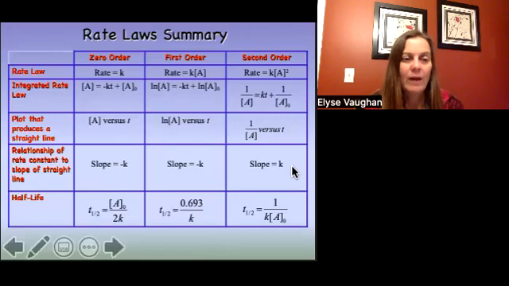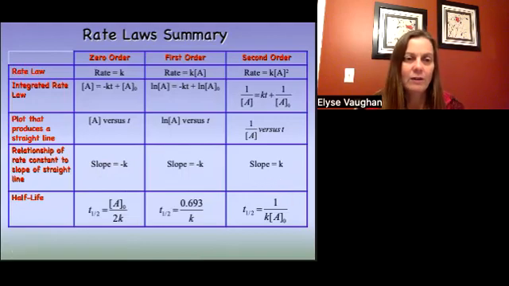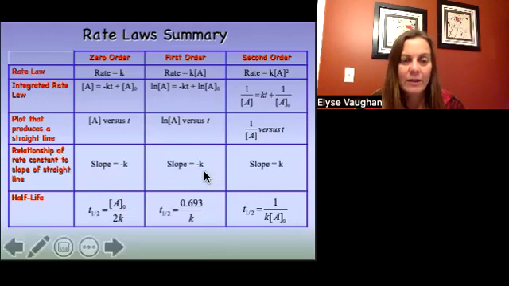And then you'll notice that the k value is opposite of the slope for both zero order and first order, but it is the same as the slope for a second order reaction. And you can see that this half-life here for a first order reaction is equal to 0.693 over k. And this is the only half-life equation that is given on your equations and constants sheet. So you would only ever be asked to calculate the half-life of a first order reaction.